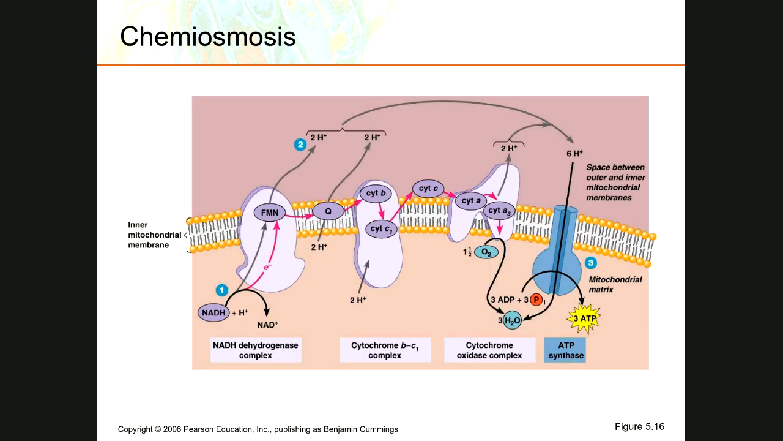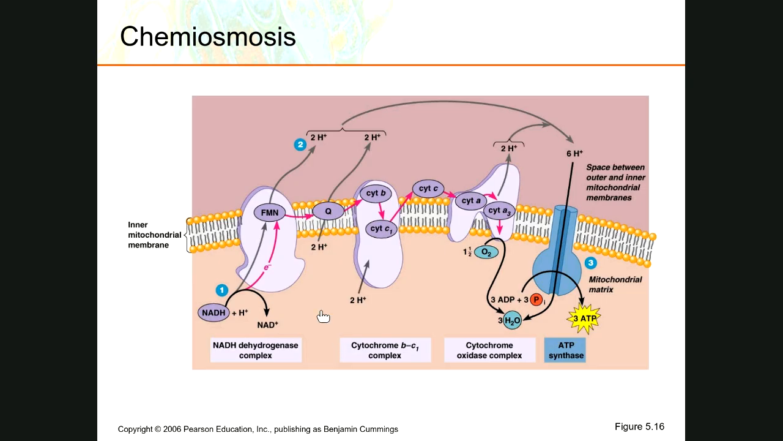Any ideas? Is it because of more oxygen? Nope, same amount of oxygen. Is it because the FADH2 starts later in the chain? It is. Here we see the NADH is donating to the first complex in the chain. The problem with FADH2 is that it donates electrons later in the chain.